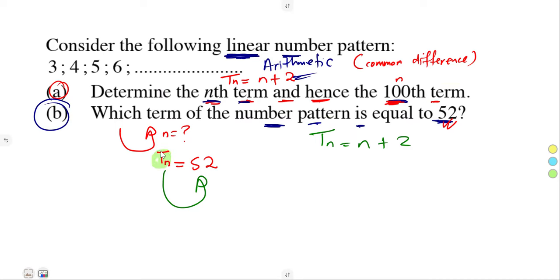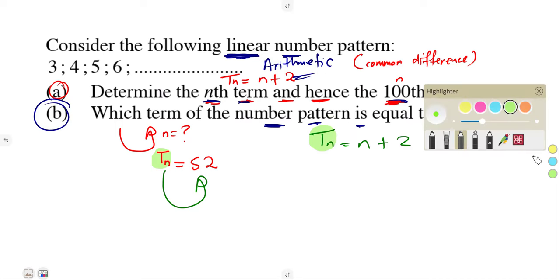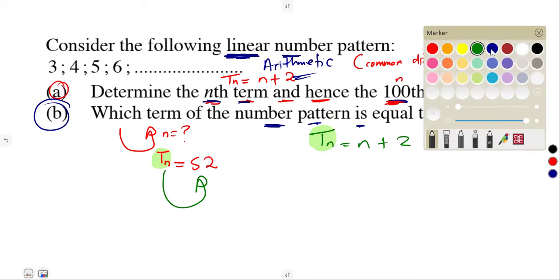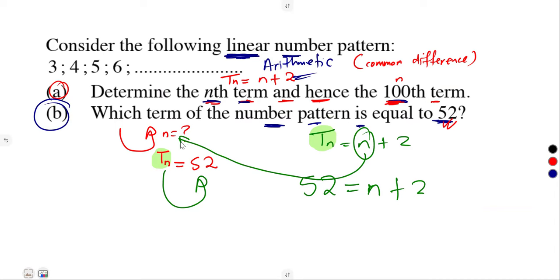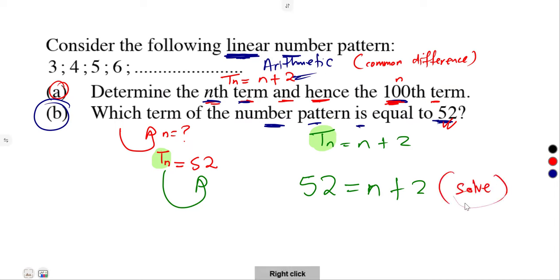You replace the Tn with 52. So it simply means 52 is equal to n plus 2. n is what we need, guys, remember. The Tn is already there. It's 52. So 52 is equal to n plus 2, that's an equation that you need to solve for n.